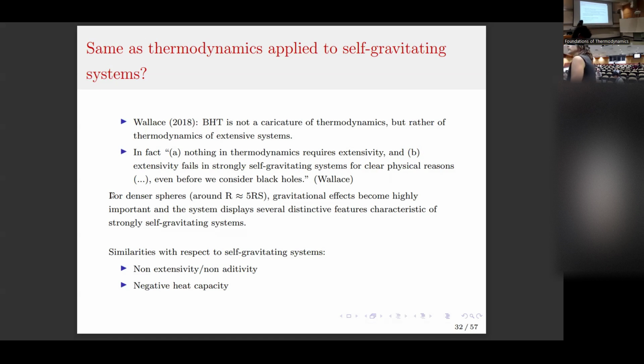For instance, if we think about dense spheres of radius approximately 5 Schwarzschild radii, then we will see that gravitational effects become highly important and that the system displays several distinctive features characteristic of self-gravitating systems. Similarities with self-gravitating systems are non-extensivity, non-additivity, and negative heat capacity. And then he also contested different arguments given by Dougherty and Callender in an appendix, which I found a very nice strategy as well, but also within the text. I'm not going to go through all of that because I am giving enough details already.